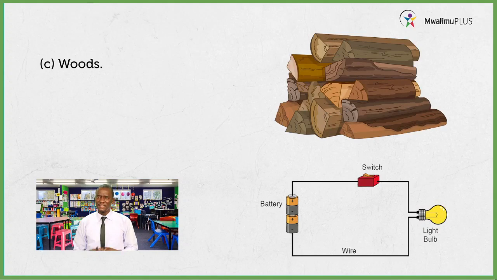Let us look at the next one. The next one is good. You have pieces of wood there. Applying the same method. Remove that switch there, then insert one piece of wood. What will happen? That bulb will not produce light because woods are bad conductors of electricity. Therefore, current will not flow to the bulb. That circuit will be incomplete.